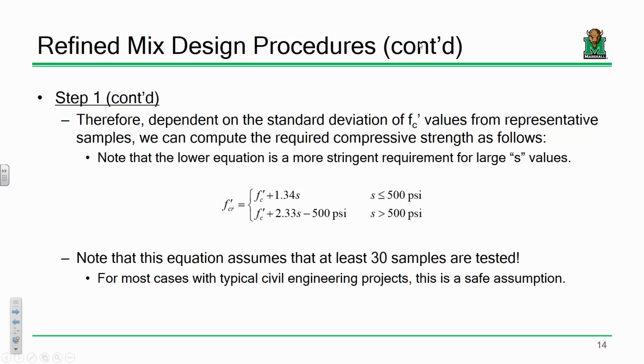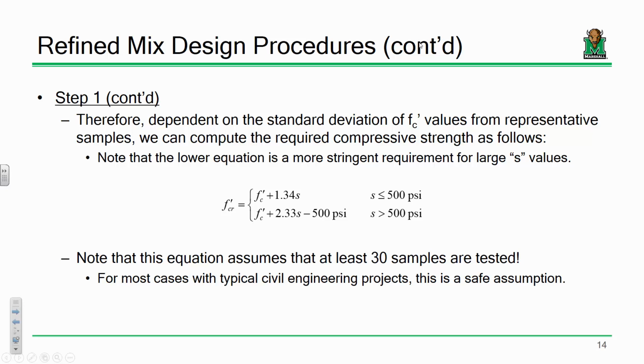There's a second check that ACI requires if we have a large standard deviation, which you all saw was possible. I mean, what do we get from our mortar cubes? It's like 1,300. It's very possible. So we will compute our required compressive strength accordingly.